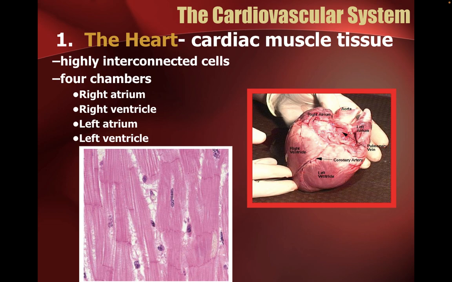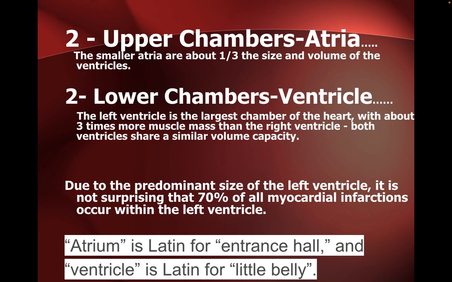So looking at the chambers, it's a 4-chambered heart. There are 2 upper chambers called the right atrium and the left atrium, and 2 lower chambers called the right ventricle and the left ventricle. So those are the main 4 chambers, and it's really important to know where those chambers are at. So the upper chambers are called atria or atrium, and they are smaller, and they again are on the superior portion up near the base of the heart.